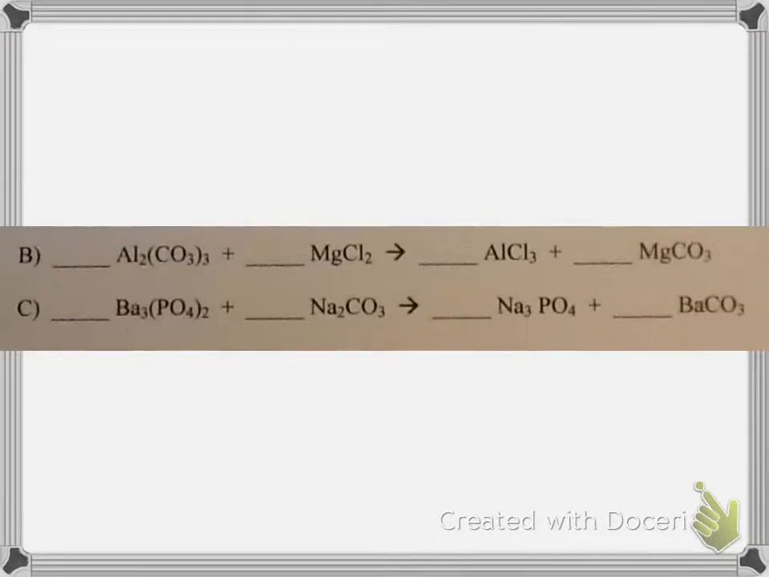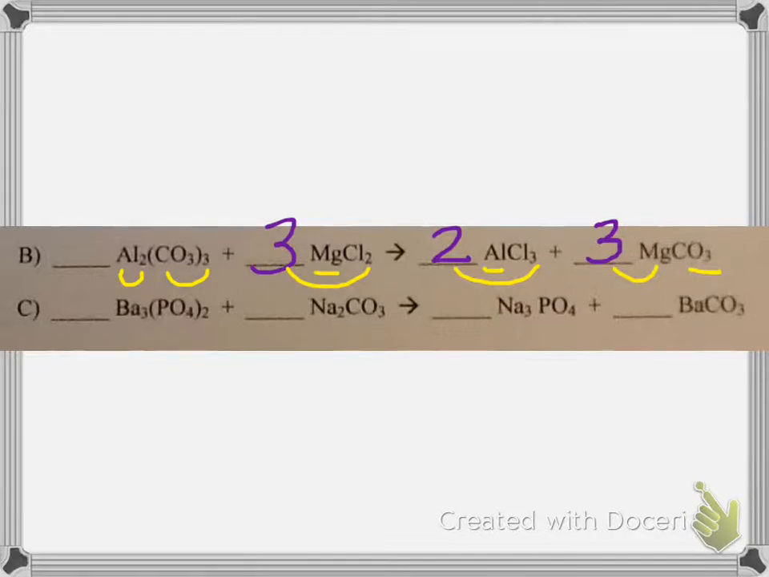Letter B, we have 2 aluminums, and we have 1 aluminum, so we need a coefficient of 2 in front of aluminum chloride. We have 3 carbonates, we have 1 carbonate, so we need a coefficient of 3 in front of magnesium carbonate. We have 1 magnesium, we have 3 magnesiums, we need a coefficient of 3 in front of magnesium chloride. 3 times 2 is 6 chlorines, 2 times 3 is 6 chlorines, so this is now properly balanced.